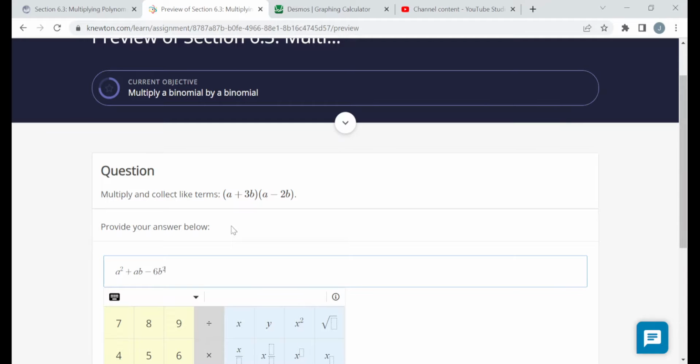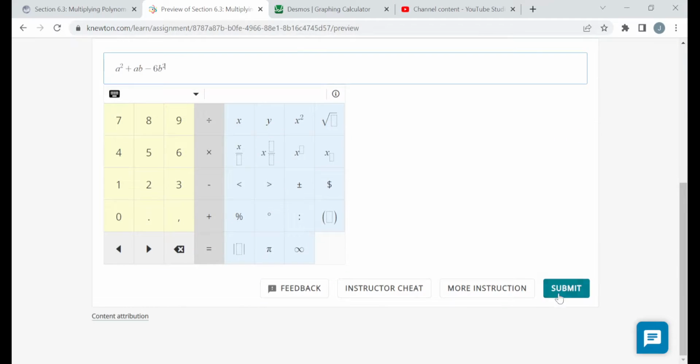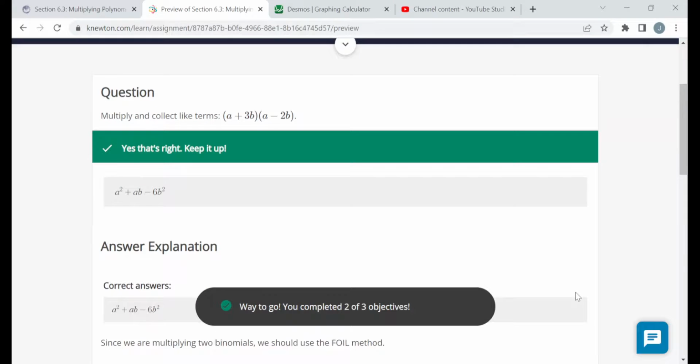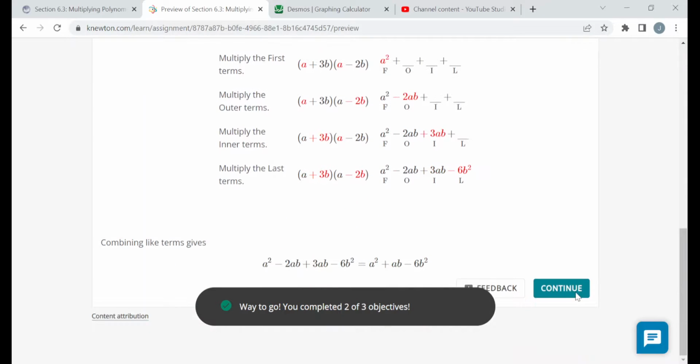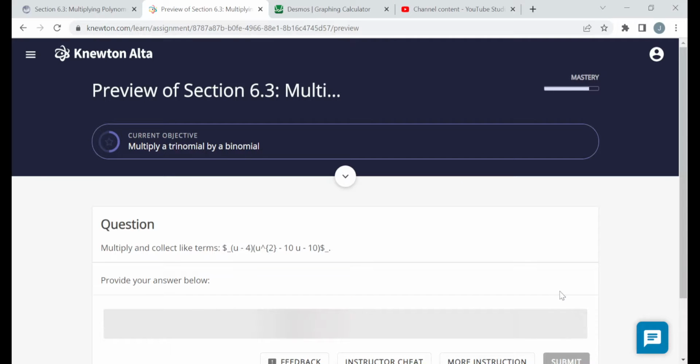Right, so I typed it out, the final result after combining like terms, and you get a squared plus ab minus 6b squared. Again, with some practice, it should be that quick for you. You can probably do it out loud like that on your own too. But I'd suggest writing out the first several examples just to get used to how things work. Alright, then we have these trinomial and binomial products left.